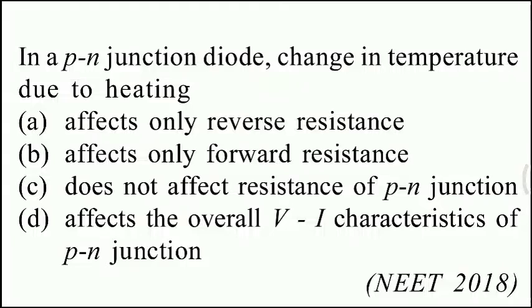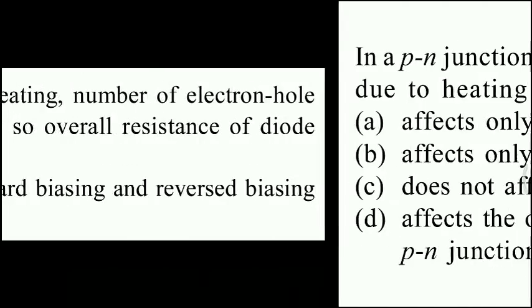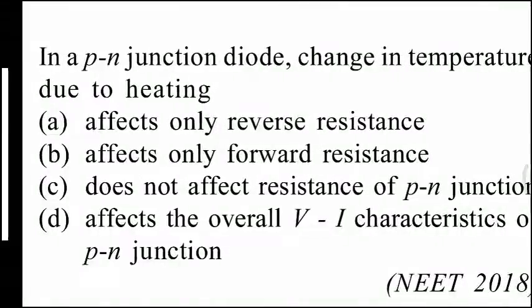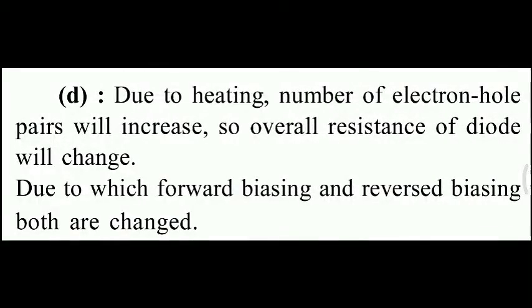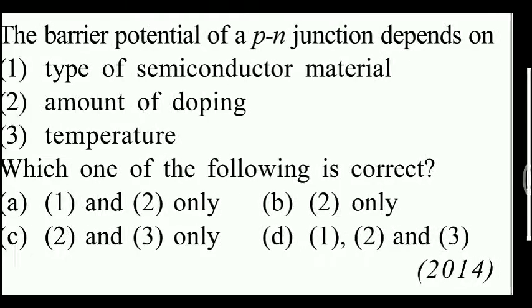Coming to NEET questions. In a PN junction diode, change in temperature due to heating affects only reverse resistance, affects only forward resistance, does not affect resistance of the PN junction, or affects the overall VI characteristics of the PN junction diode. Yes, D is correct. Due to heating, the number of electron-hole pairs will increase, so the overall resistance of the diode will change, due to which forward bias and reverse bias both are changed.